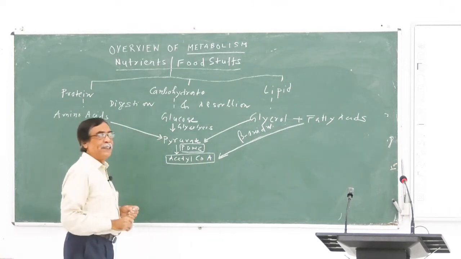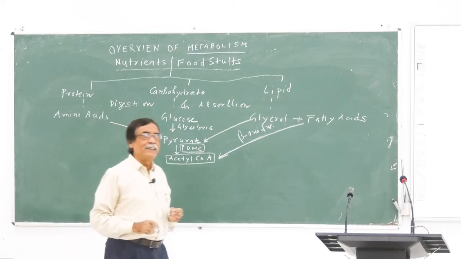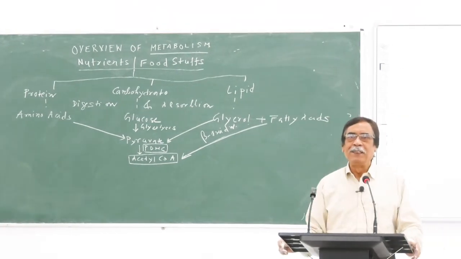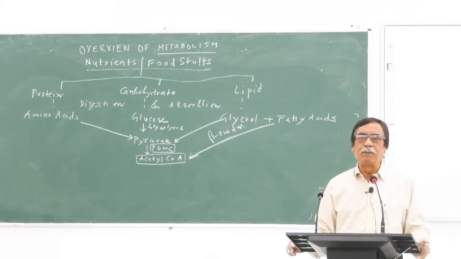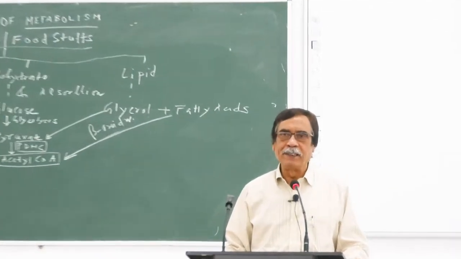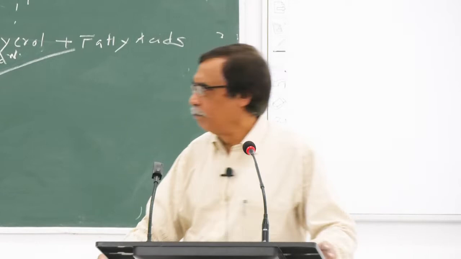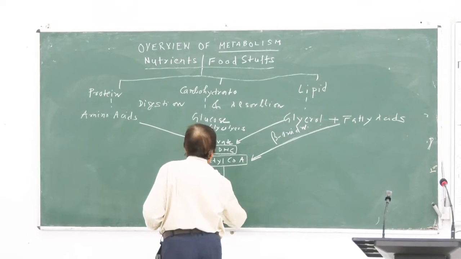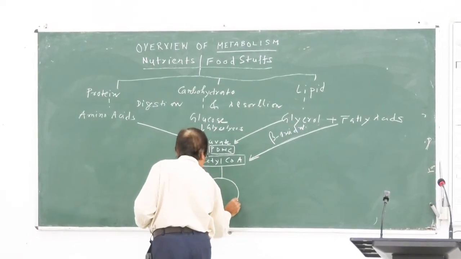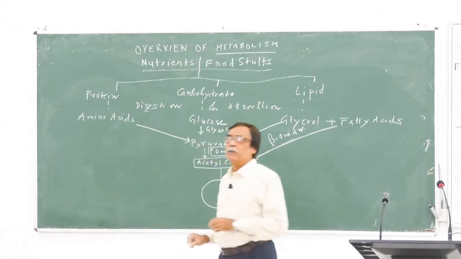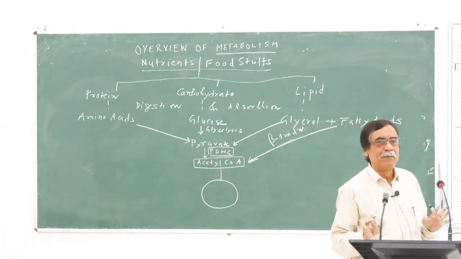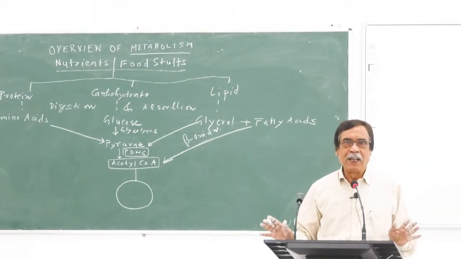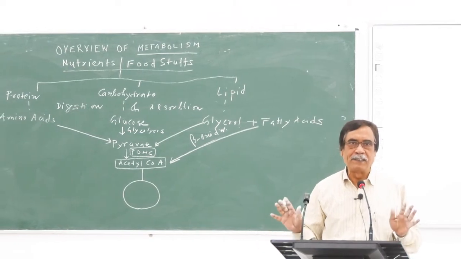Acetyl CoA enters into the Krebs cycle. That is, acetyl CoA gets oxidized to carbon dioxide. One molecule of acetyl CoA is oxidized to 2 molecules of carbon dioxide through the citric acid cycle. This is all of you know. I am just recapitulating for linking oxidative phosphorylation to metabolism. I am just reproducing metabolism. All of you know it, and how it is linked to oxidative phosphorylation is my concern.